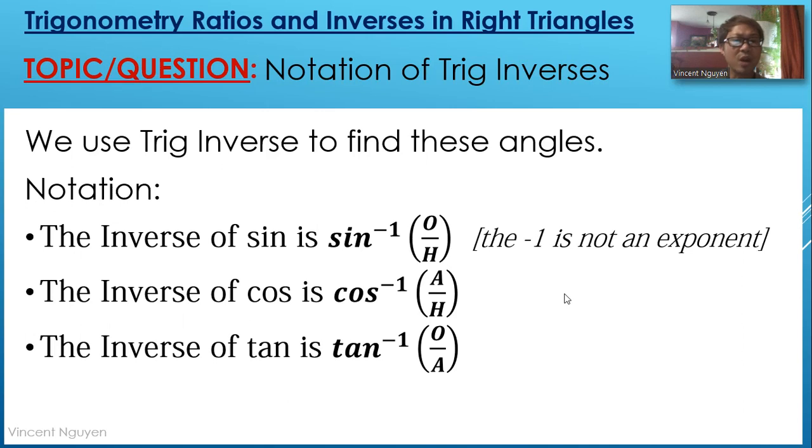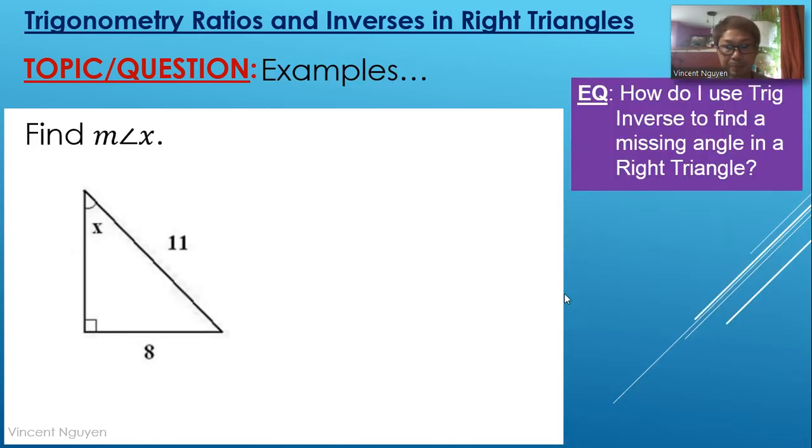Now, how do I know which inverse function to use? Well, it depends on what's given to you. They're giving you two sides. If they're giving you adjacent and hypotenuse, then you're going to be using cosine inverse. Okay, so let's take a look at the example. All right, let's take a look at this first example.